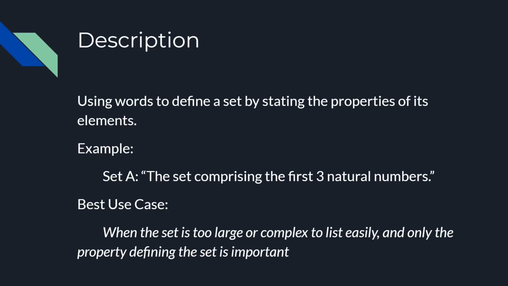The best use case is when the set is large or potentially infinite, like the set of all odd numbers. Listing each element would be impractical. The description method allows you to define the set without specifying every element. It's most useful when you need to focus on the characteristics of the set rather than the individual members.